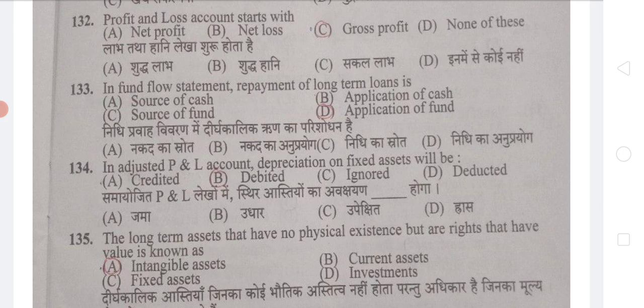In adjusted P&L account, depreciation on fixed assets will be B. Debited. The long-term assets that have no physical existence but are rights that have value are known as A. Intangible assets.